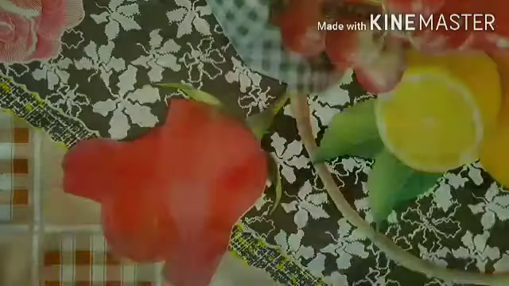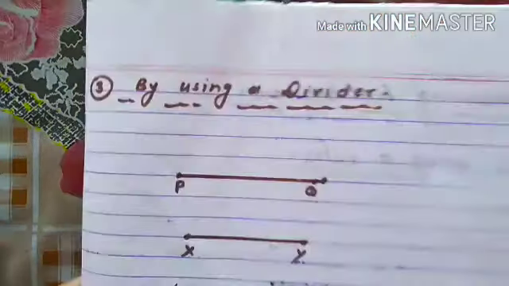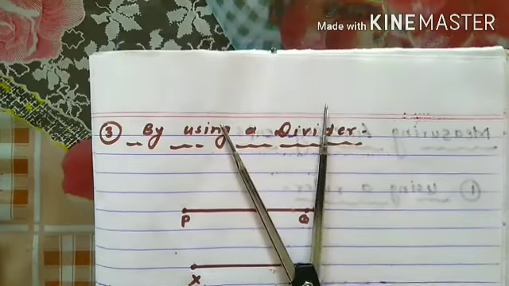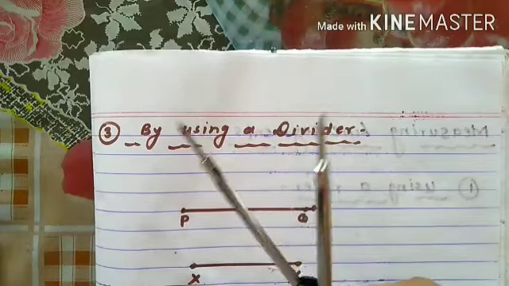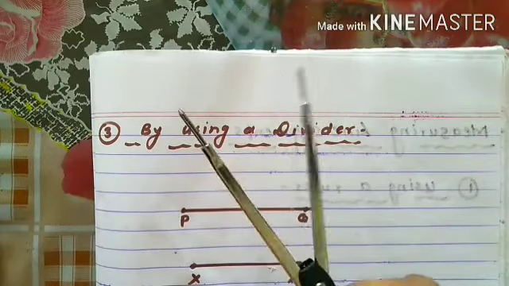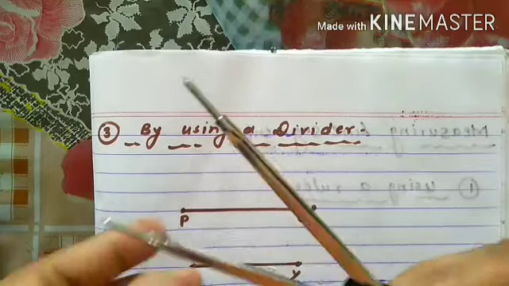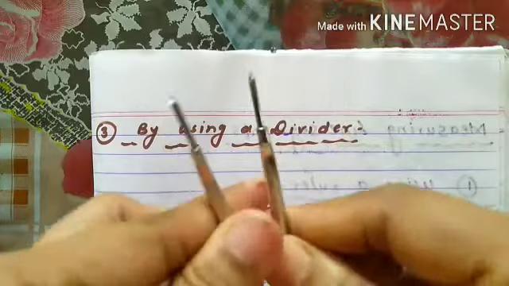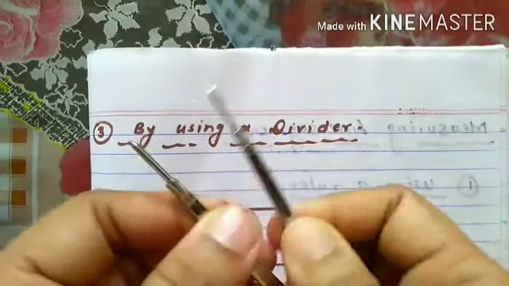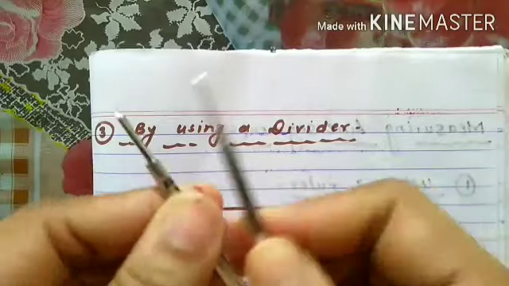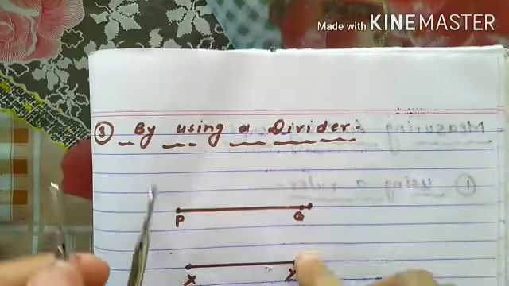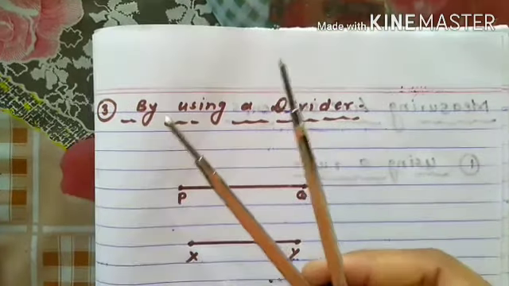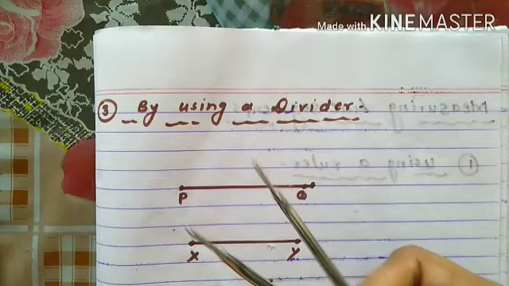Our next method is by using a divider. Do you know what a divider is? Which instrument is this? It is a divider. A divider is an instrument in a geometry box. It has two arms with pointed ends. We can adjust these arms like this. So when the difference between two line segments is very less, then we have to use this method. We have to use a divider to compare two line segments.